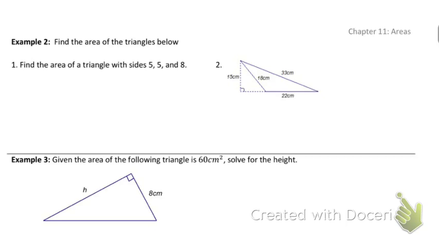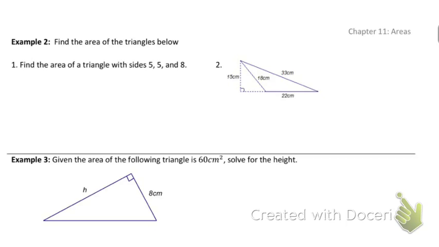So I wanted to put a little more interesting one. Find the area of a triangle with sides 5, 5, and 8. This is a common one that people get wrong on tests and on homework. Remember, if you're not sure what to do, at least draw a picture. You get a point for a picture.